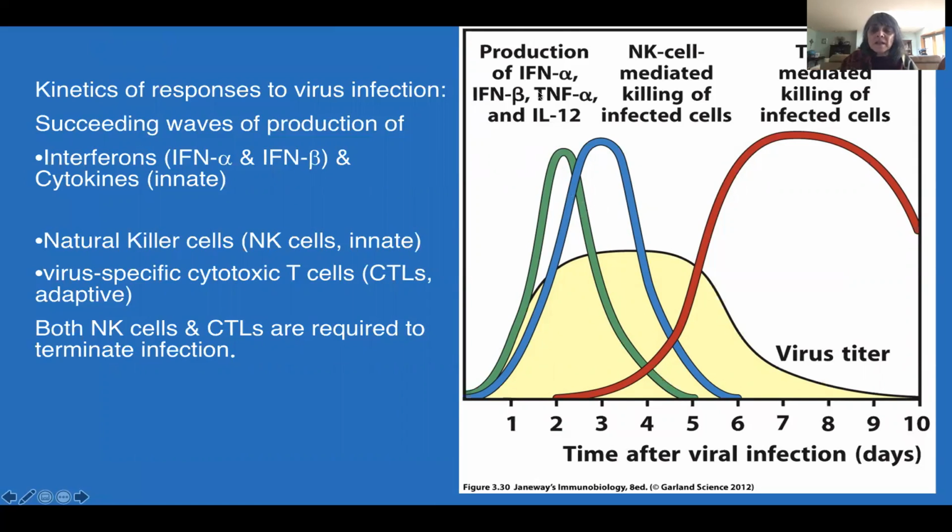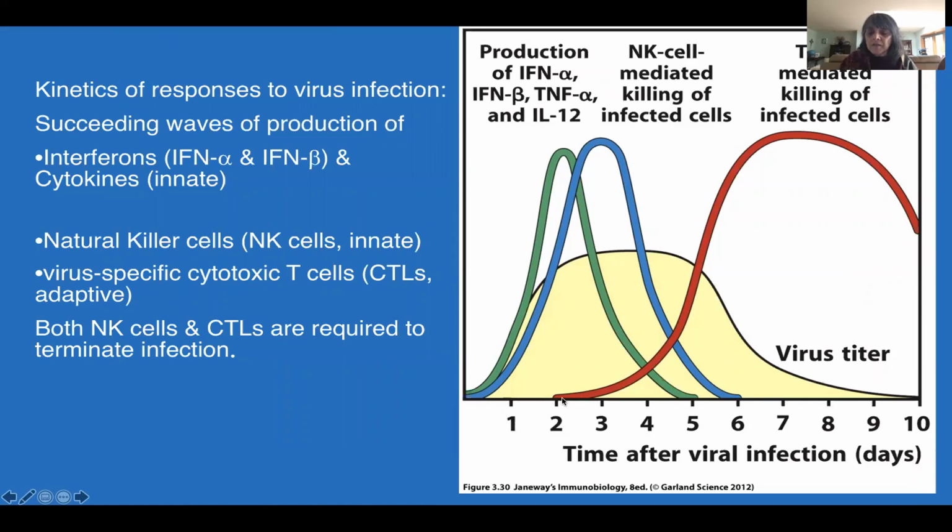But these cytokines actually activate other cells of the immune system, including an interesting innate immune cell called a natural killer cell. And natural killer cells get activated, that's the blue peak here, and they peak at about 3 to 4 days, and then the response wanes.